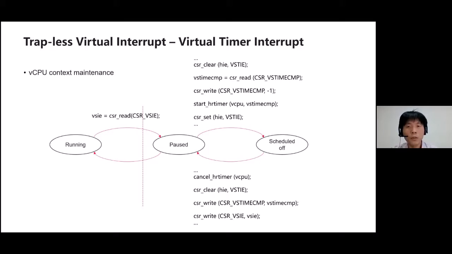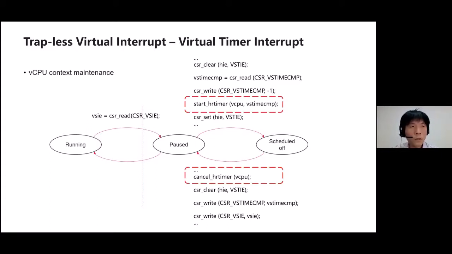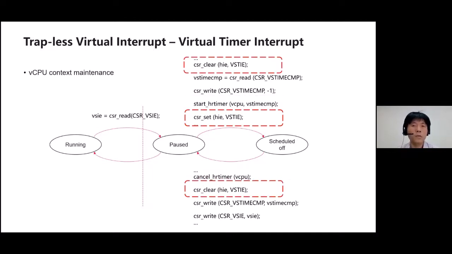For the transition between the pause state and scheduled off states, the KVM needs to save the value of the VS time CMP CSR and utilize the host HR timer facility to track the timers set by the guest, as shown in these lines on the slides. The host needs to temporarily disable its own handling of VS mode virtual timer interrupt because if at any moment the value being saved or restored happens to be in the past, the host needs to avoid double handling of the same timer interrupt again.